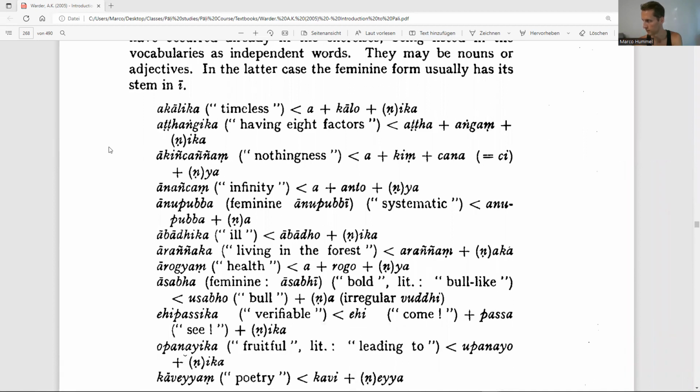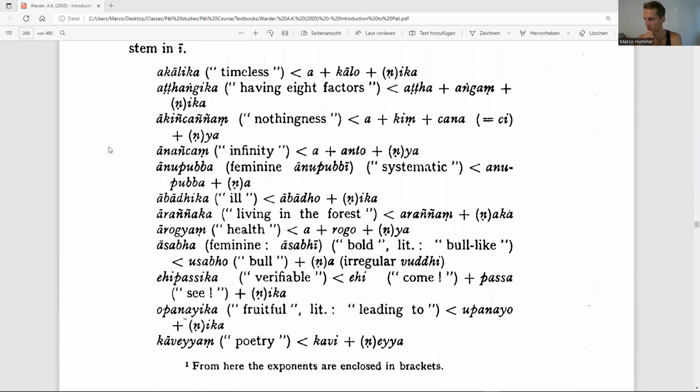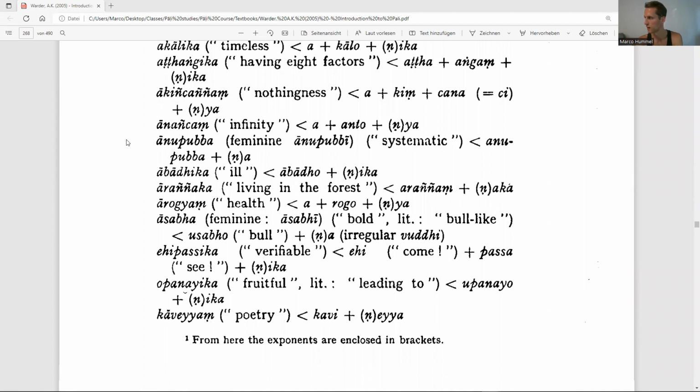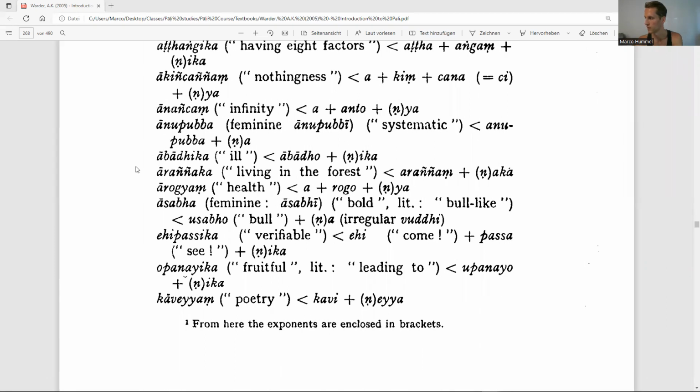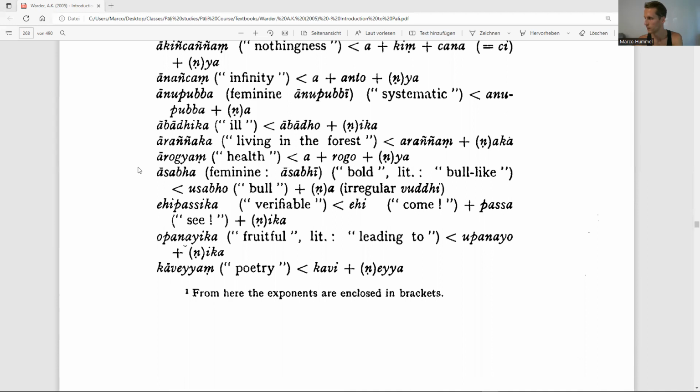In the latter case, the feminine form usually has its stem in long e. So we have a plus kalu plus nika, akalika, timeless, akta plus angang plus nika, attangika, having 8 factors, a plus kim plus chana, or which is equals also g plus nya, akinjanya, akinjanyang, nothingness, a plus anto plus nya, ananjang, infinity, and for anupuppa plus na gives us anupuppa or anupuppi in the feminine, systematic.